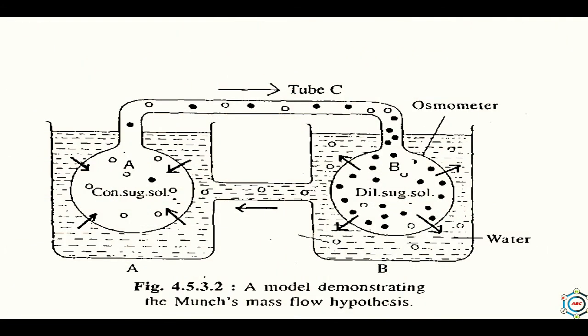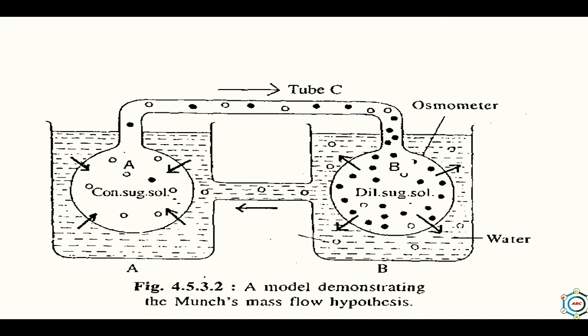So, here you can see a model which demonstrates the Munch mass flow hypothesis. In this model, the principle of mass flow hypothesis is illustrated here. That means the two chambers, A and B, here you can see in this picture, with semi-permeable membranes are connected by a tube.